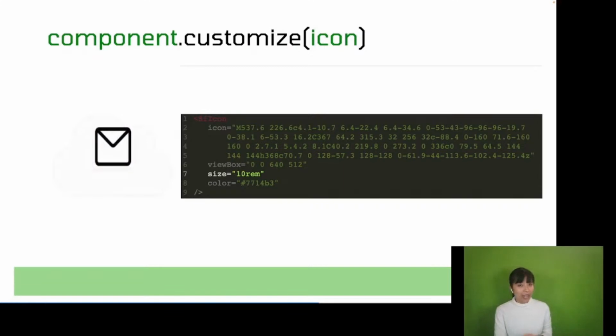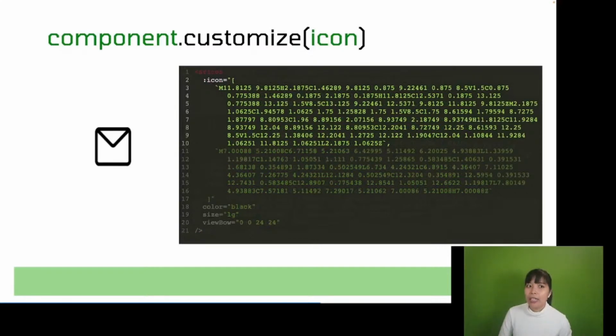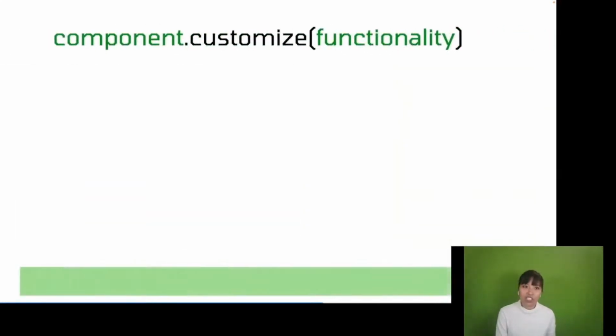What happens, you may ask, if the icon has more than one path? That's possible. For that, we're using an array. So basically, you can pass a name to the icon, which the component will know comes from the Storefront UI icons, or you can pass a single path or multiple paths as an array, and it will just work.